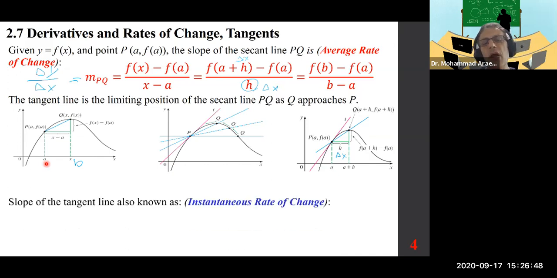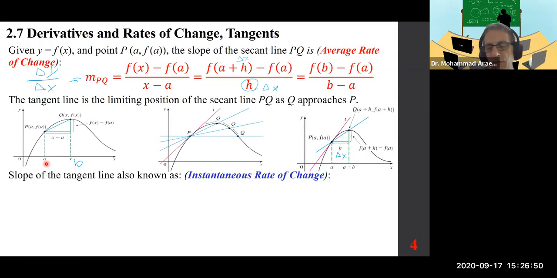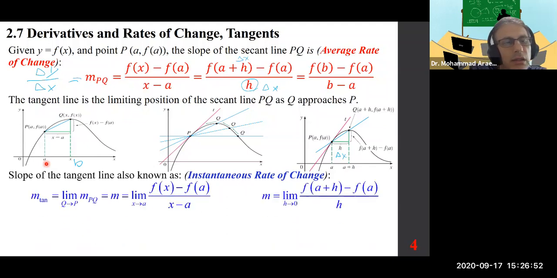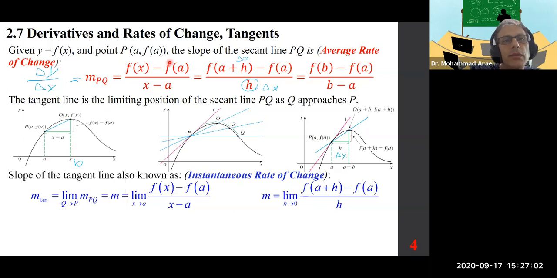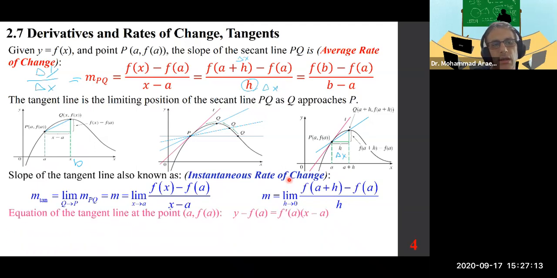So we define the instantaneous rate of change as follows. Take a look. Slope of a tangent line is the limit of slope of a secant line as Q approaches P. Okay, if we use this one, this is the definition. The limit of f of x minus f of a over x minus a as x approaches a. If we use this one, we get this one. Equation of a tangent line.